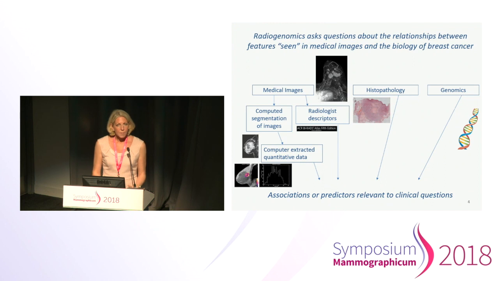So it's quite a tricky concept to get across, but essentially, radiogenomics is seeking to ask questions about the relationships between features that are seen in medical images and the biology of breast cancer. So we're talking about our standard radiology descriptors or BI-RADS morphological descriptors, but we're also talking about information which is unseen in the images, so the computer extracted quantitative data sets. And by combining these together with the histopathology and the genomics, it's hoped that there may be some sort of association or predictors that may be relevant to pertinent clinical questions.